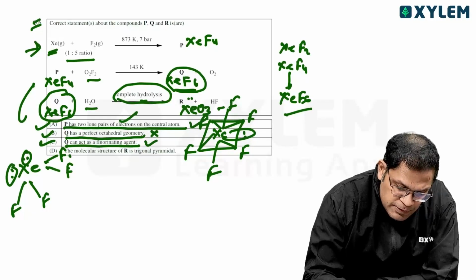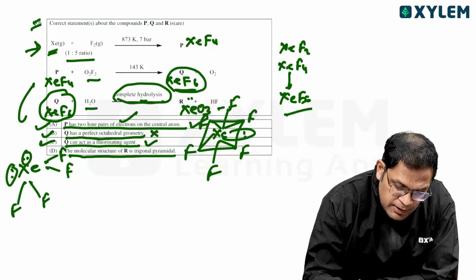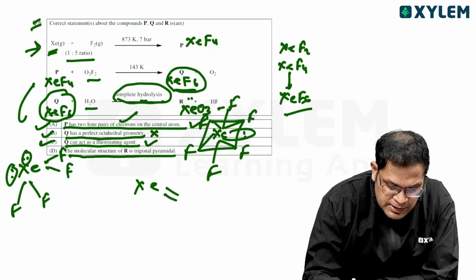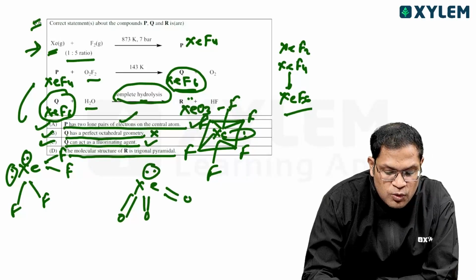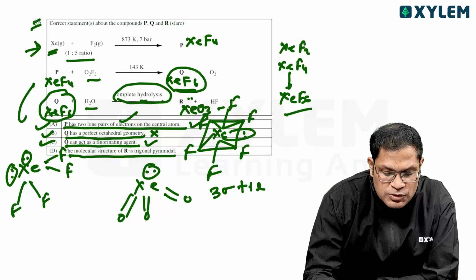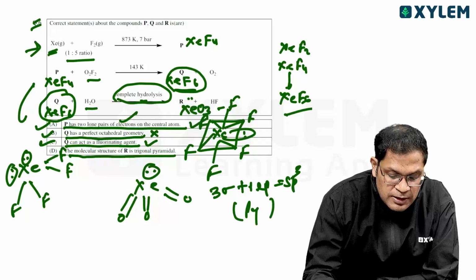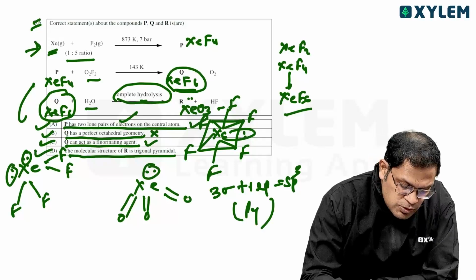Now the last option: the molecular structure of R is trigonal pyramidal. Yes, Xe double bond O, double bond O, double bond O. We know that it has a lone pair, 3 sigma bonds plus 1 lone pair. So hybridization is sp3, so the structure is pyramidal. So now this option is also correct.